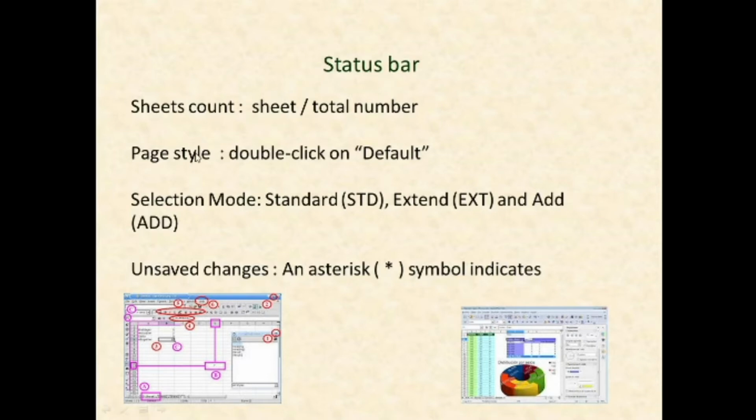The page style is also available in the status bar. If you double click Default, the Default dialog box will appear. Then selection mode: STD, extension, add. Then unsaved changes: a star, that is an asterisk symbol, indicates that the page is not saved.